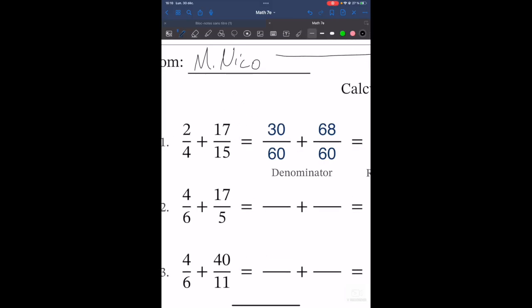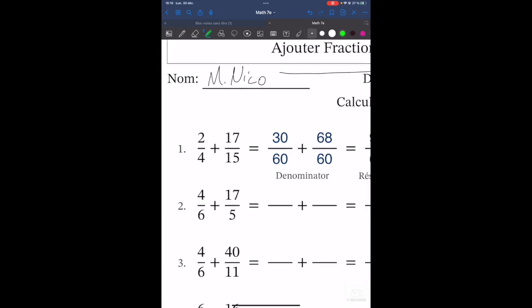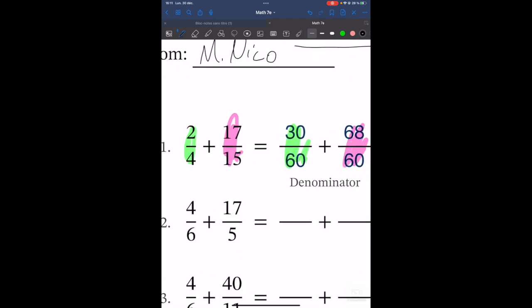Anyways, so that's what they did here, they found that 60 was the lowest common denominator, and then they transformed both of these fractions. So this first one I'll color in green, turned into this one in green, this one in pink turned into this one in pink. They asked themselves the question, 4 times what is equal to 60? Well, it's 15. And if I multiply the denominator by 15, I also have to multiply the numerator. And so 2 times 15 gives me 30. And 60, we already knew that was the denominator.